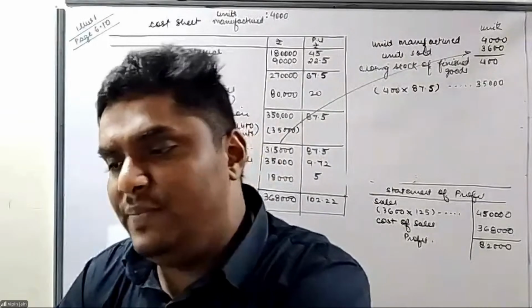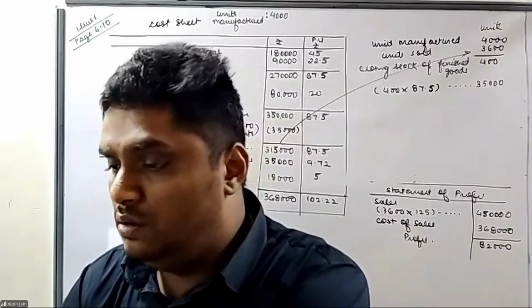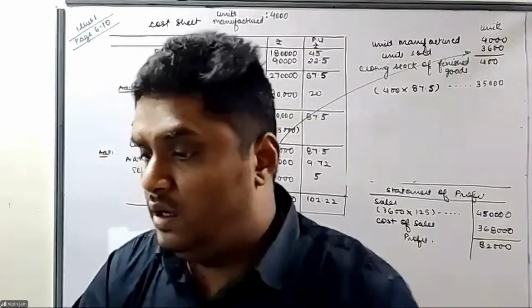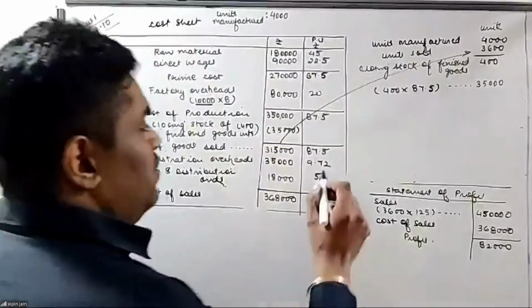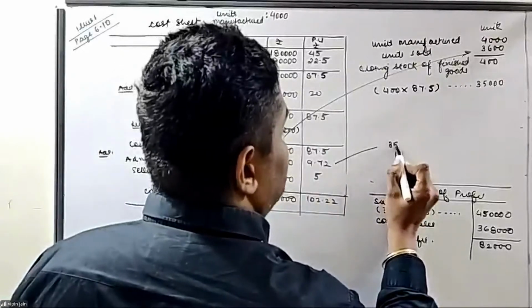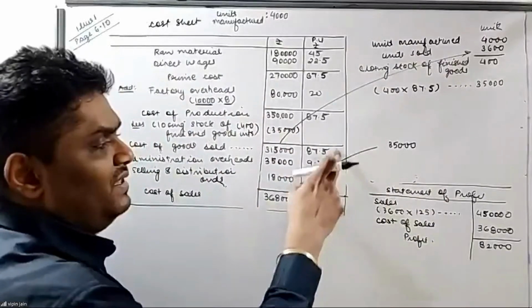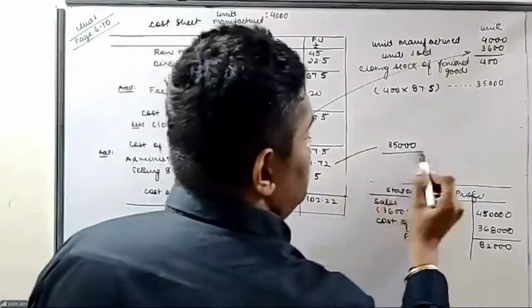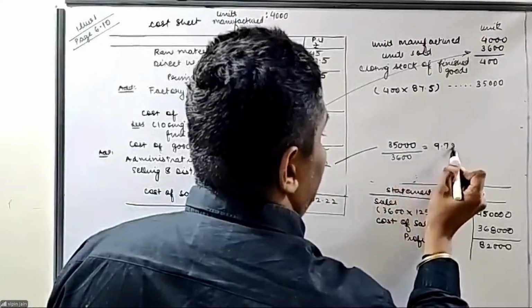Sanya, you can refer to my previous session on overheads. You will be able to understand why I'm doing so. How did 9.72 come? So, as I said, 35,000 is the cost. From here and onwards, 3,600 units come into picture. So 35,000 divided by 3,600, we will get 9.7.